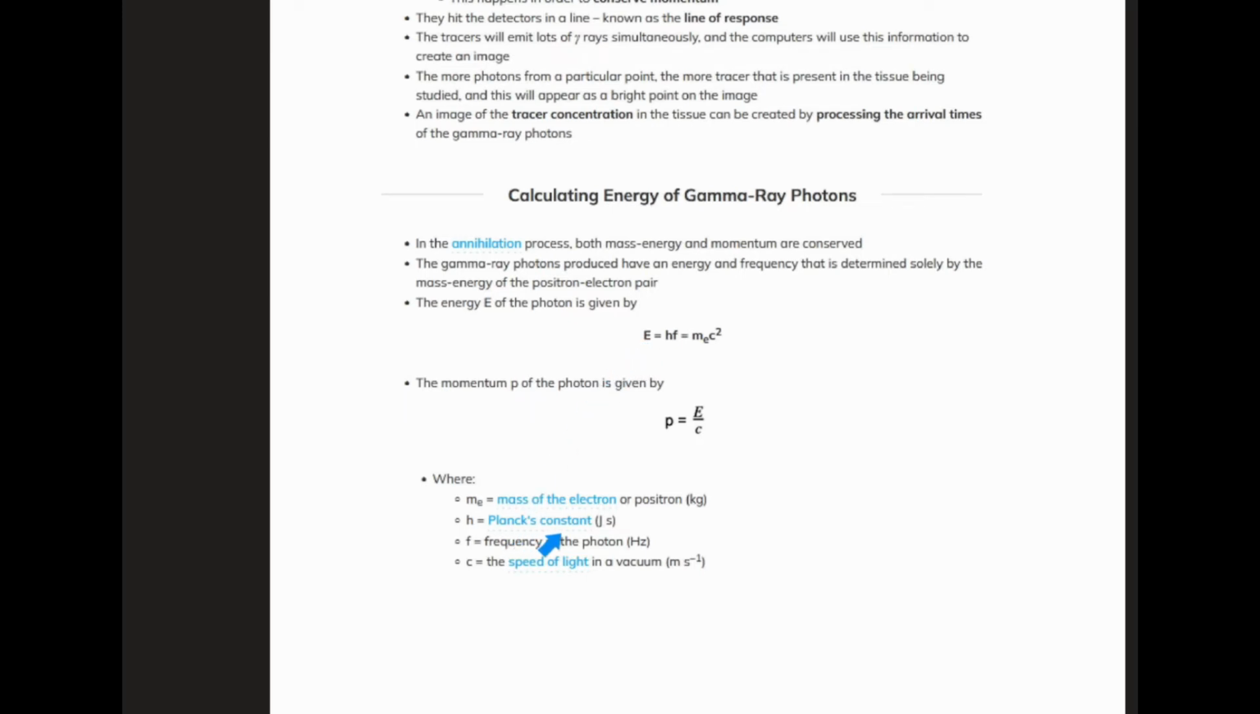So h is the Planck constant, f is the frequency of the photon, m_e is the mass of the electron or the positron, and c squared is the speed of light, to the power of two. So you can relate hf and mc squared. This is where the mass changes to energy, and then the energy will have this particular frequency. The frequency will be high because this is going to be gamma ray, so high frequency.